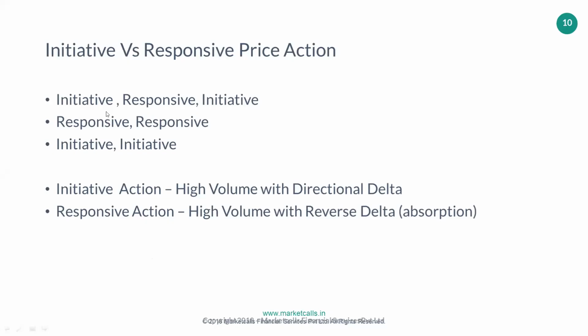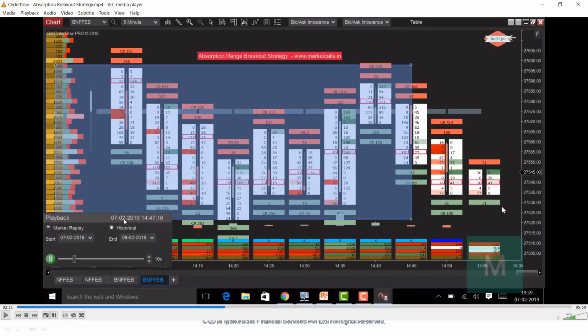So at times the activity can be initiative, at times it can be responsive. The example which we've seen now is a purely responsive auction, whereas an initiative auction is more of a directional auction. In the previous example, the delta values are mixed. You can see a negative delta, positive delta, negative delta, positive delta, positive, positive, negative delta. So you're going to get such mixed delta points over here.